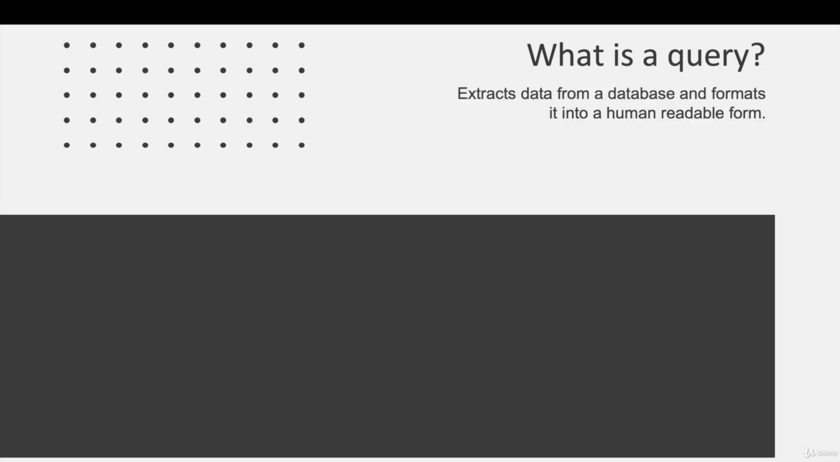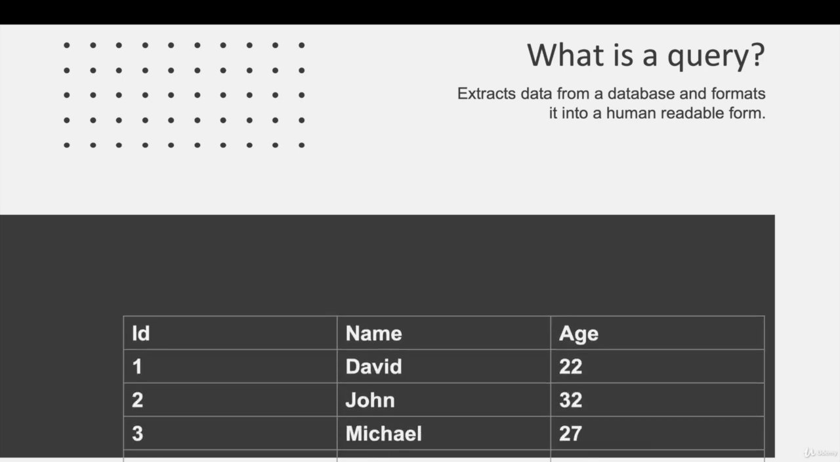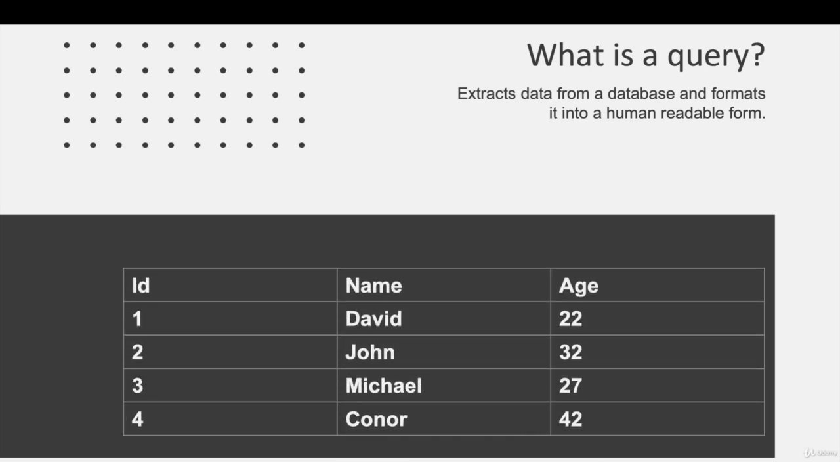You will hear the term query a lot when you work with PHP, and even in other programming languages where you will be using a database. The database query extracts data from a database and formats it into a human-readable form. So I have actually created a table, and it's good to remember that every table has a name. Keep the name as simple as possible because you will be using the name a lot. Every table has columns, and every column has a name. In a vertical fashion are all the values of a column. Our column has a name equal to name, and the values are David, John, Michael, and Connor.